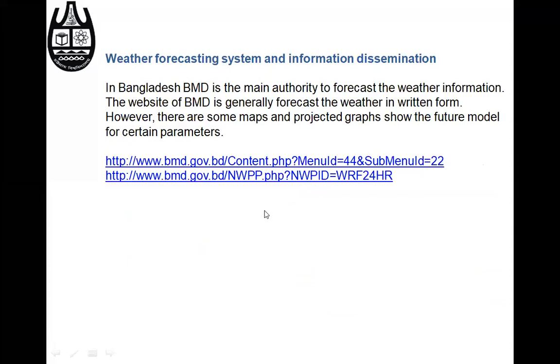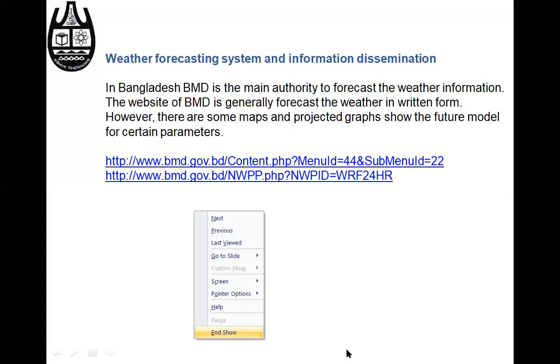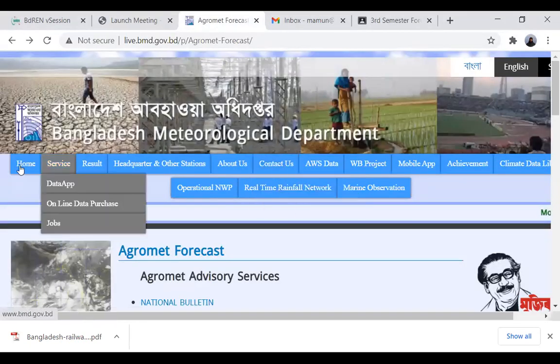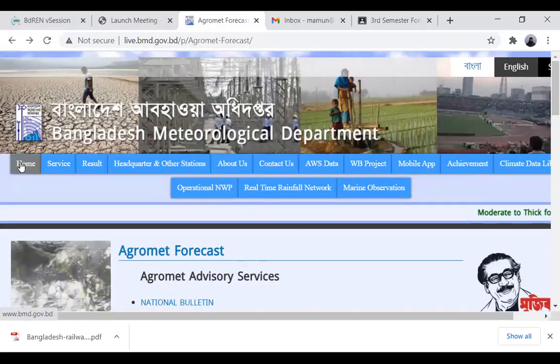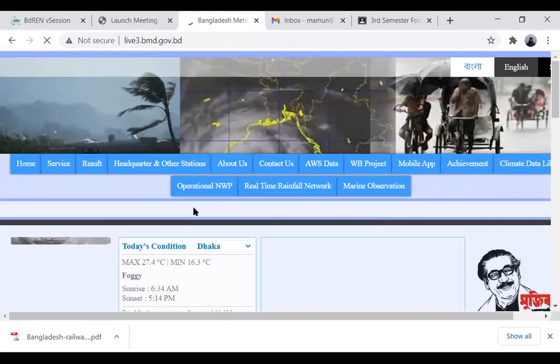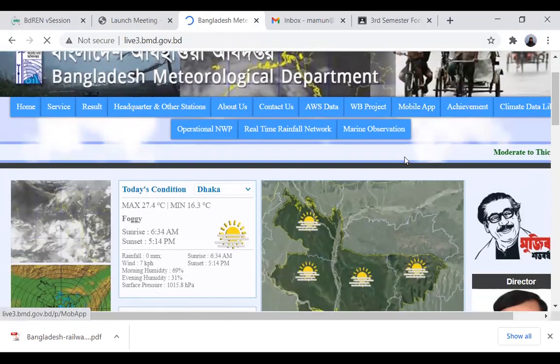Now we are going to see some of the information on how the BMD describes things in different ways. Let's see some of the information, how they describe it on their website and the disseminating process. So this is the website of the Bangladesh Meteorological Department. This is the opening home page of it.